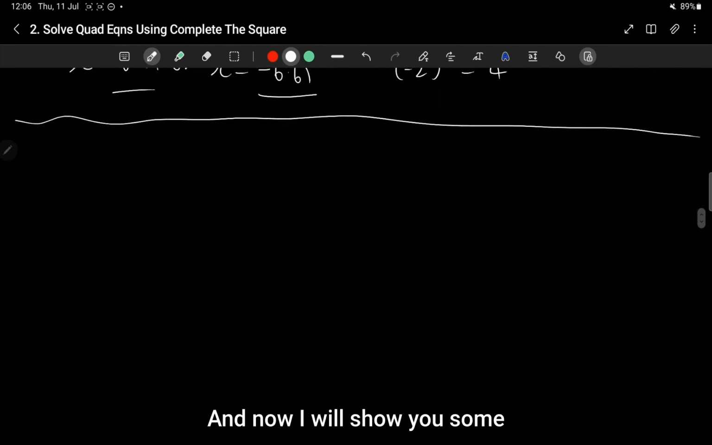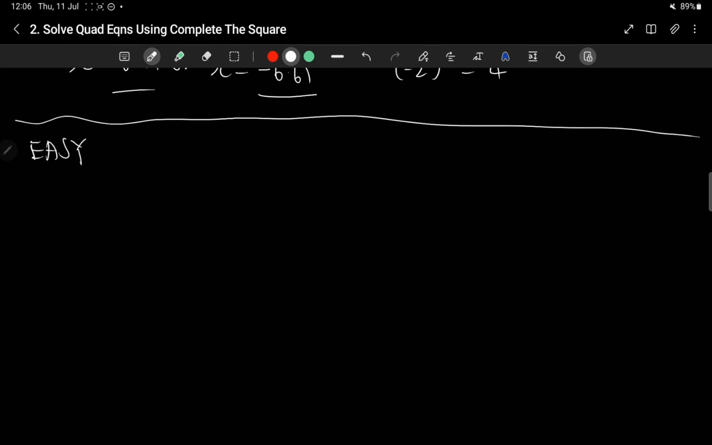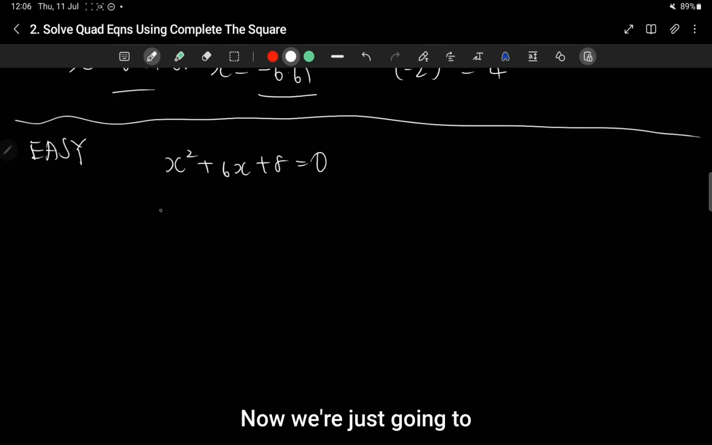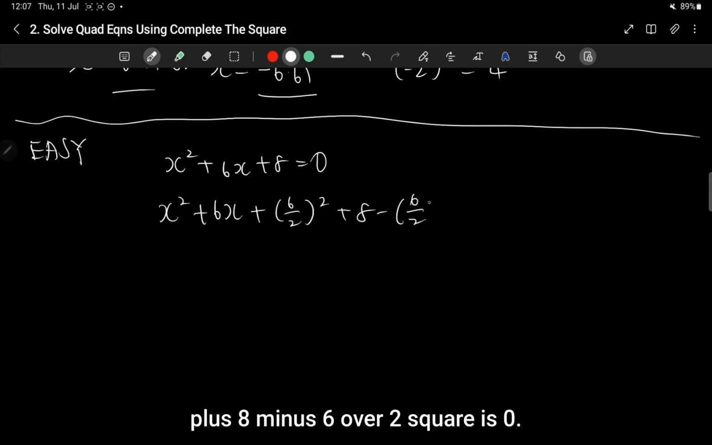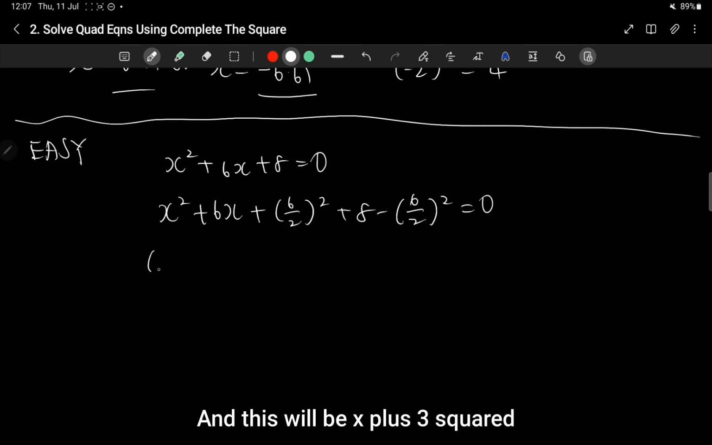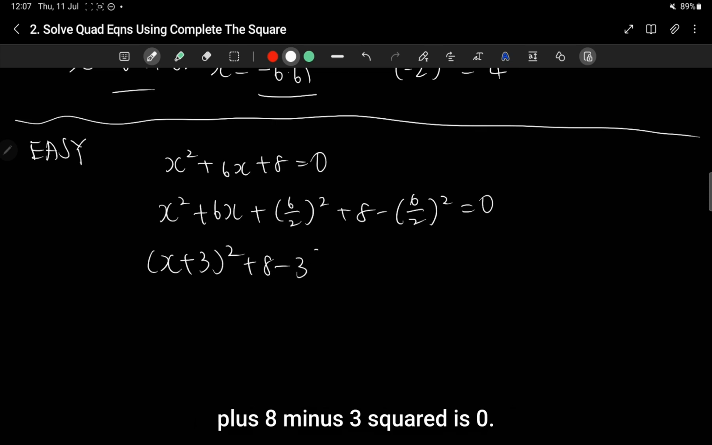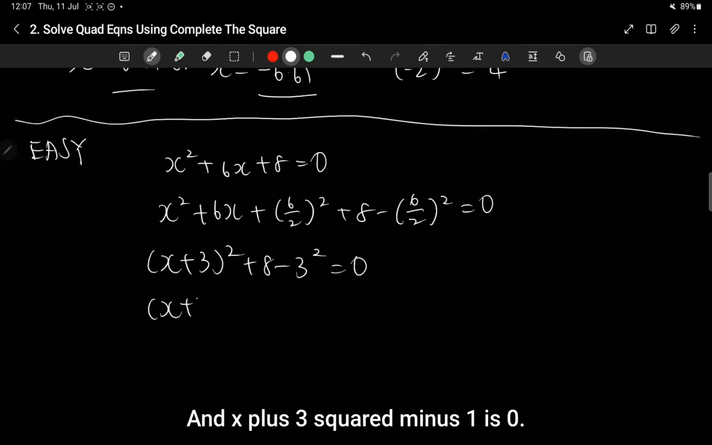And now I will show you some example questions as to how to do it. So easy would be over here. So let's say we have x squared plus 6x plus 8 equals to 0. Now we're just going to complete the square for this. We will have x plus 6 over 2 squared plus 8 minus 6 over 2 squared is 0. And this will be x plus 3 squared plus 8 minus 3 squared is 0. And x plus 3 squared minus 1 is 0.